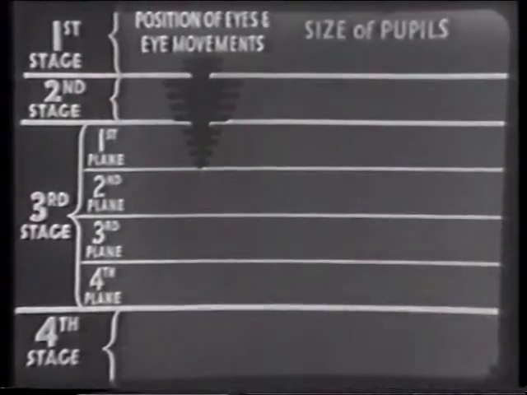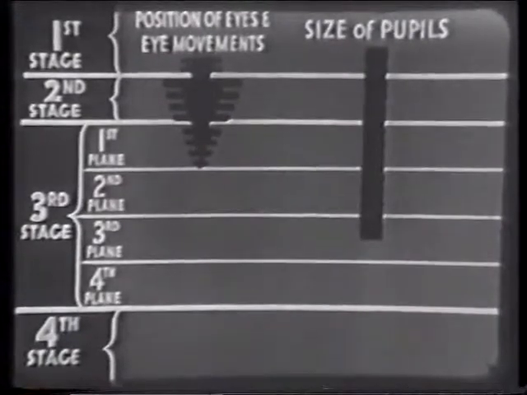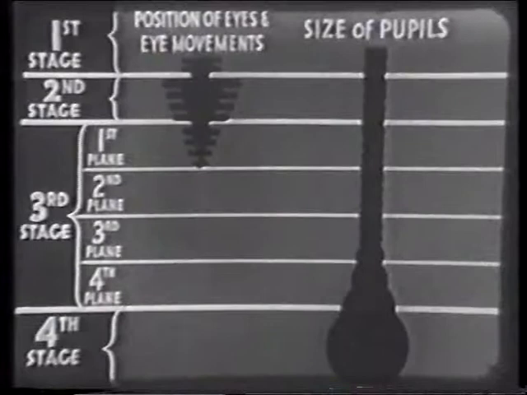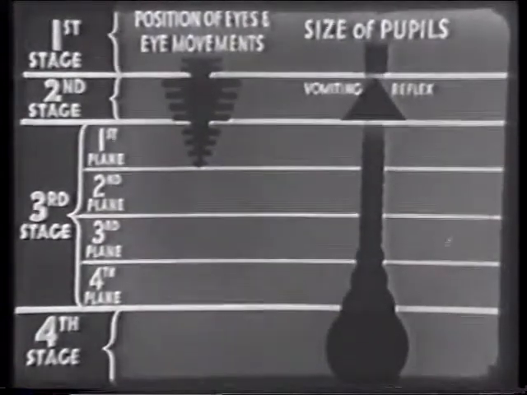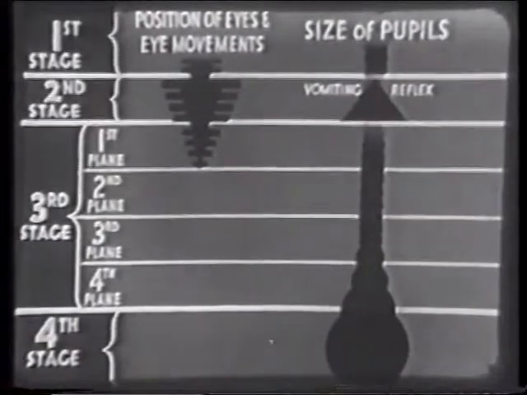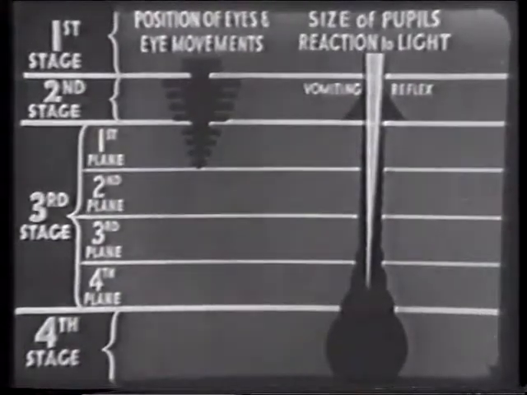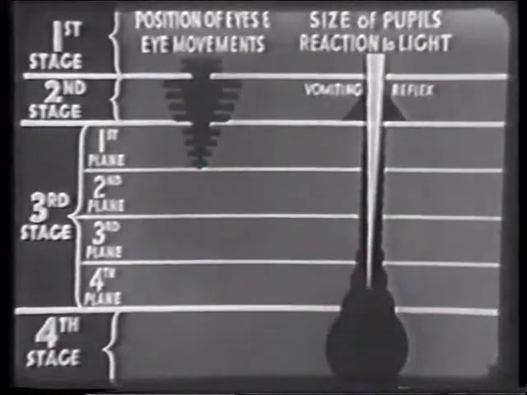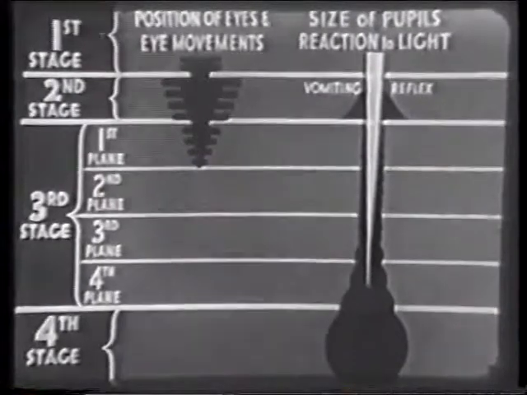Again, the chart sums up the size of the pupils. Small until the third plane, and dilating from then on. And the sudden dilatation in the second stage if the patient is about to vomit. The light reflex is brisk in the second stage and becomes more sluggish through the third stage until it's lost by the beginning of the fourth stage.